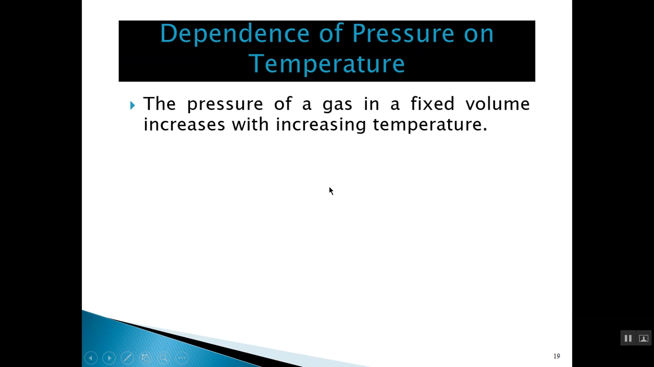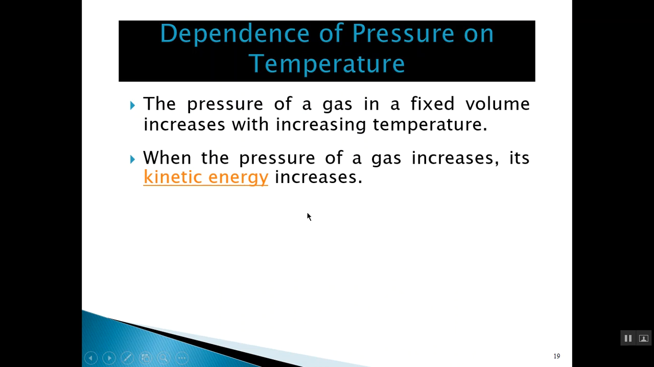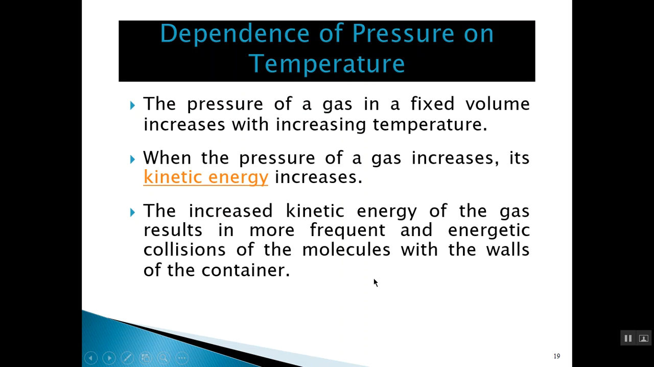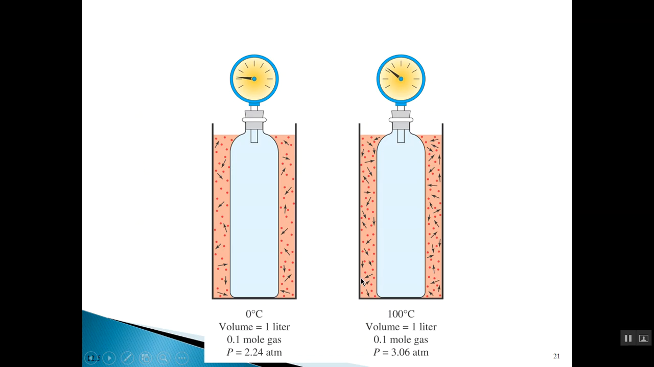Okay, the pressure is also dependent on the temperature, right? If the volume is fixed, then basically the pressure increases with temperature, and that's because when you increase the temperature, the particles will have more kinetic energy. They will move around more rapidly, colliding with the walls of the container more frequently and with more energy, and therefore the pressure exerted as a result of those frequent collisions will be increased. And that is shown here in this diagram.